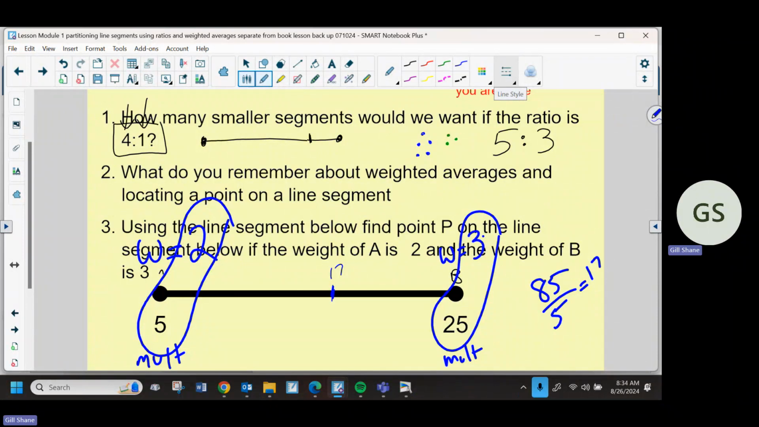So again, always think about that at the end. And if you happen to make a math error, you might save yourself from this question if you make sure that that point landed about where you think it should land.